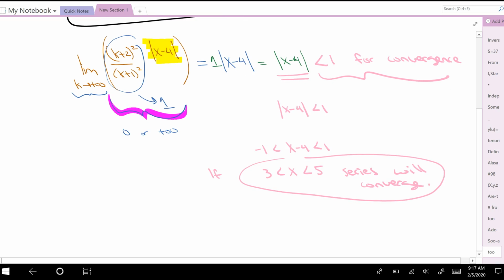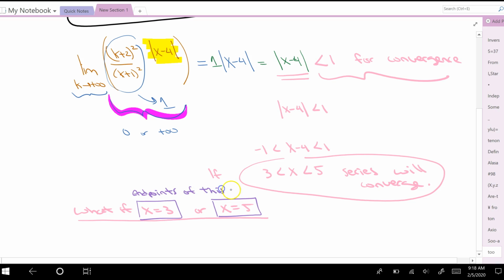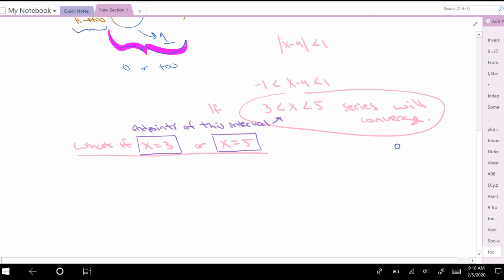But here's my question for you. What if x equals either endpoint of this interval? Okay? What if x equals either endpoint of this interval? So these values here are the endpoints of this interval. That's where I got this from. All right, let's take a look at that.